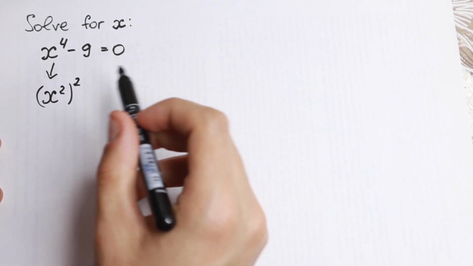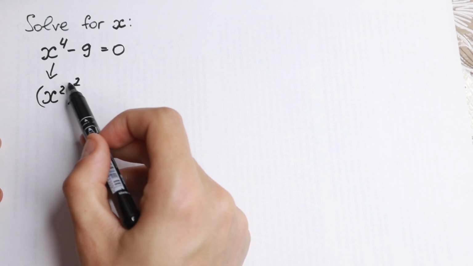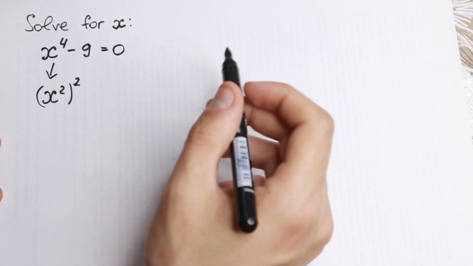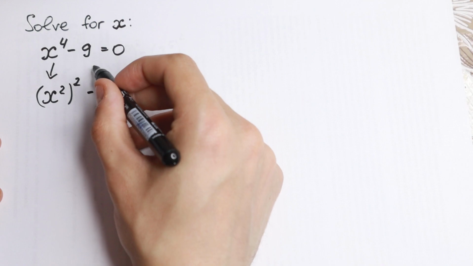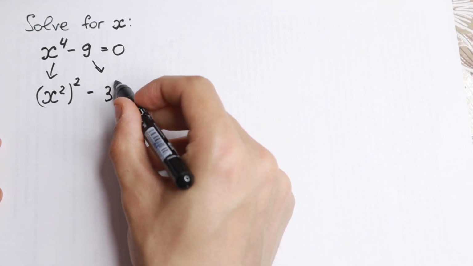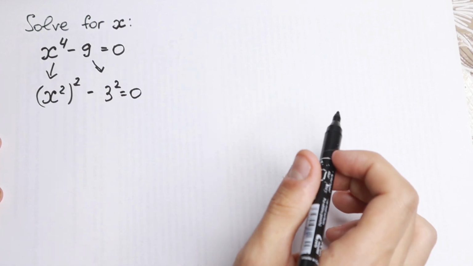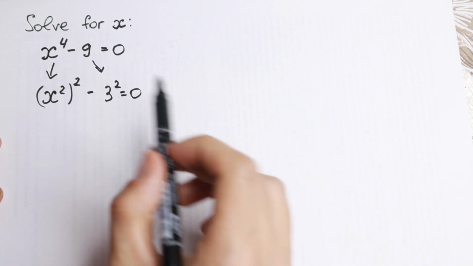I hope you understand this step, because if we go right here we can easily multiply it and we will have the same as in the beginning, so nothing changed. And right here this 9 can be written as 3 squared equal to 0. And I hope you see right now that we have difference of squares.